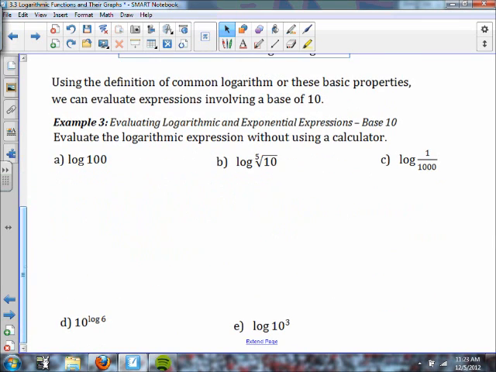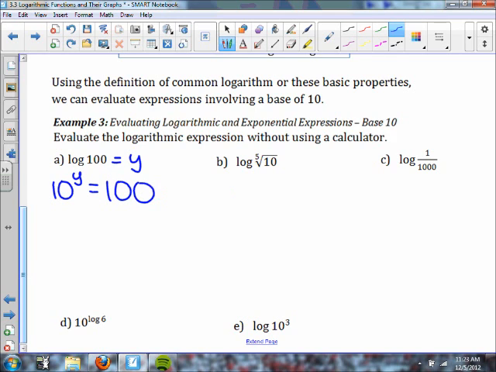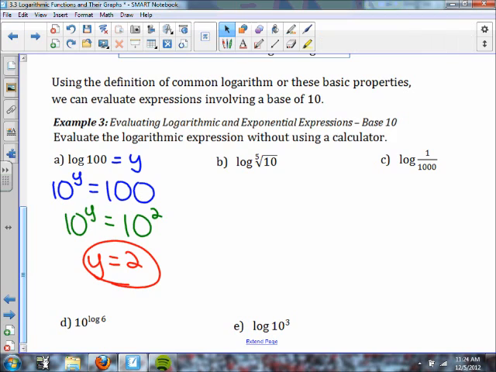Now, let's evaluate here. Shouldn't take us too long to do this. We can do it with the charts, or you can do it using equals y. I'm going to choose to do it with equals y right now, so 10 to the y is equal to 100. Can I write 100 as something with base 10? 10 to the second power. So 10 to the y is equal to 10 to the second power, which means y is equal to 2.